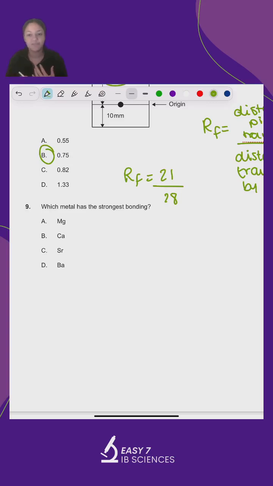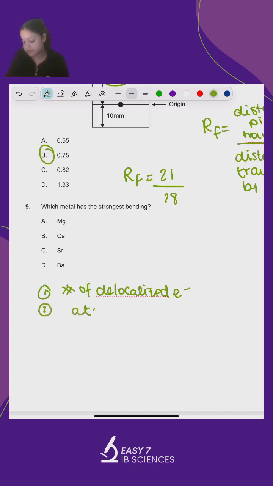Next up, which metal has the strongest bonding? Anyone have any guesses? What do we think? So what are the two things that the strength of the metallic bond depends on? Number 1 is the number of delocalized electrons. And the other is the atomic radius, so it's the distance to the nucleus, which is positively charged. Okay, so those are the two things you want to consider: the number of delocalized electrons and then the atomic radius.